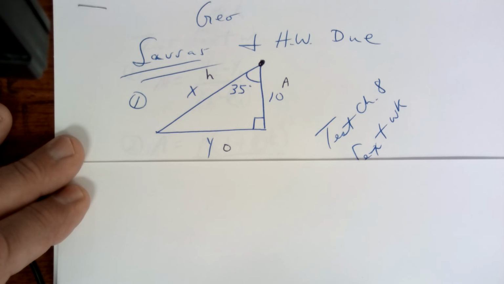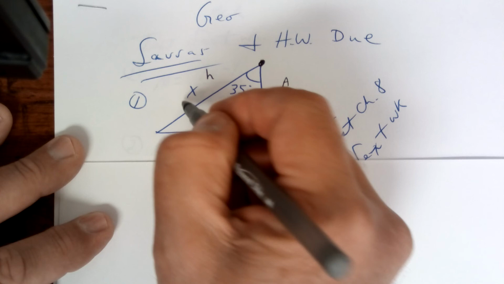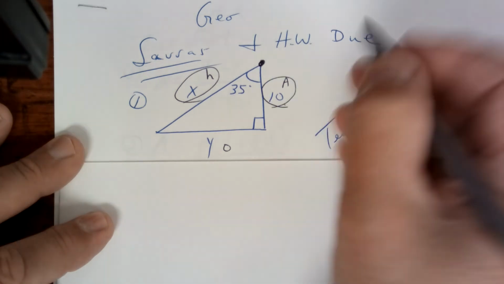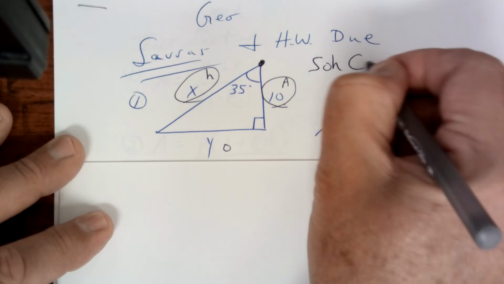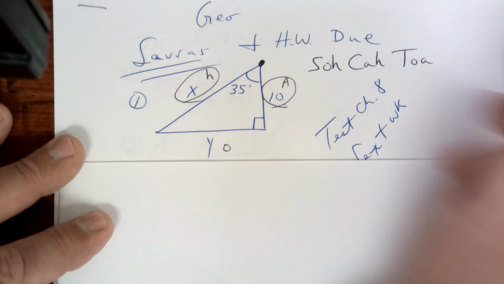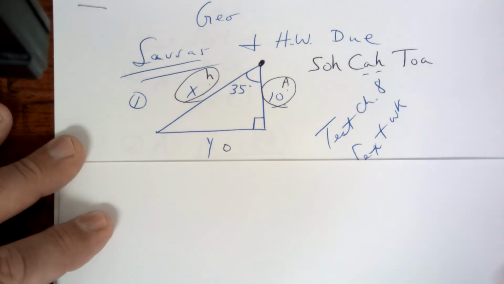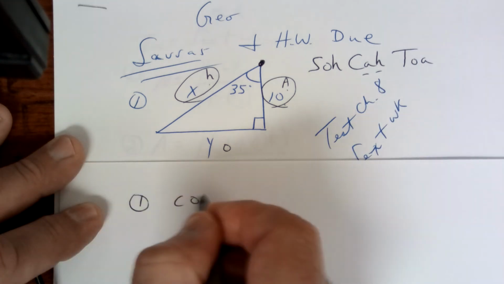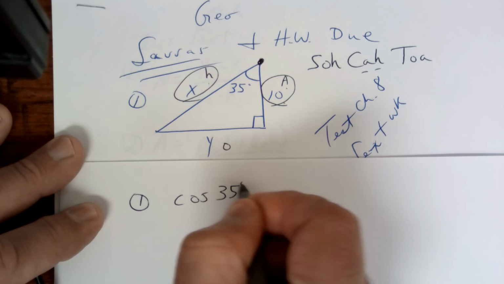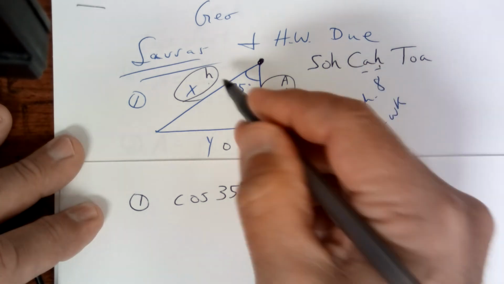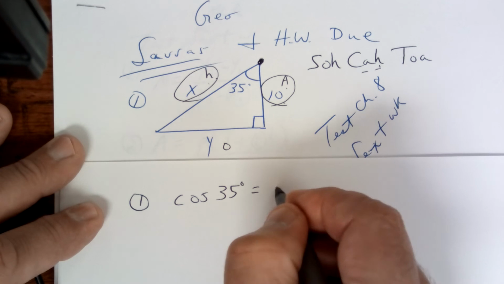All right, so to get x, you're going to use h and a because you know that one. A and H is right here, that's cosine. So number one is going to be the cosine of 35 degrees equals, the H is on the bottom, so that's this one. So X is on the bottom here, so it's 10 over X.